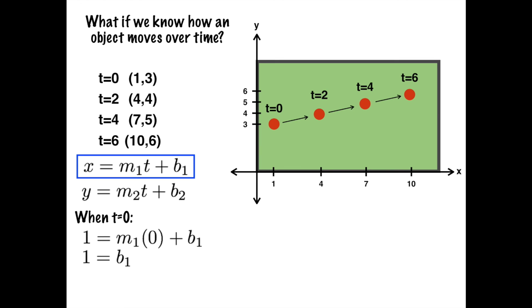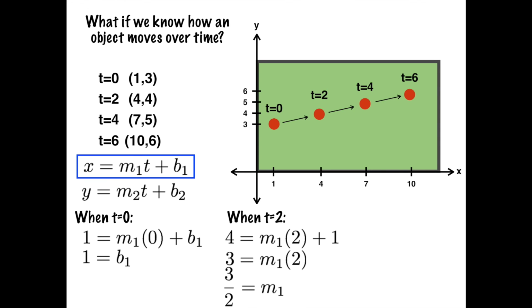Okay, now let's take another point. We can pick any of them. For this, I just picked when time is 2. So we know after 2 seconds, we're at 4, 4. So let's do the same thing. We've got that point there, and let's plug it into our linear equation for x. So we're going to get 4 is equal to m1 times 2 plus b1. We just solved for b1 in the previous equation, so I'm just going to put the 1 right in there. So we can do some steps here, subtract 1 from both sides, divide by 2, and we find m1. It's 3/2.